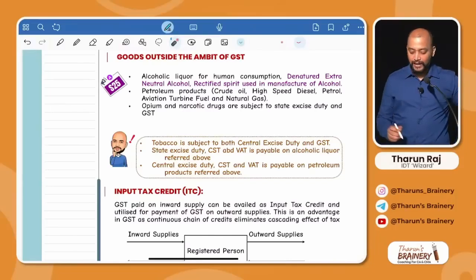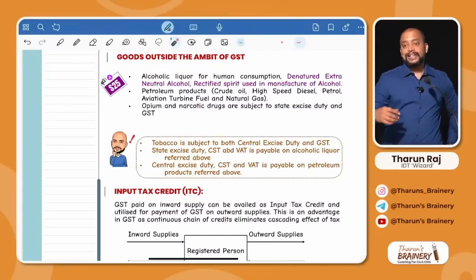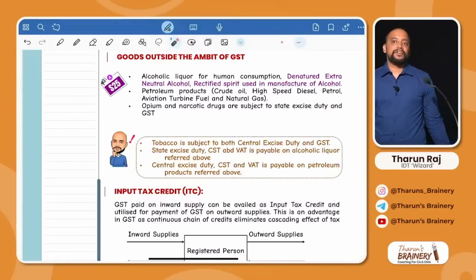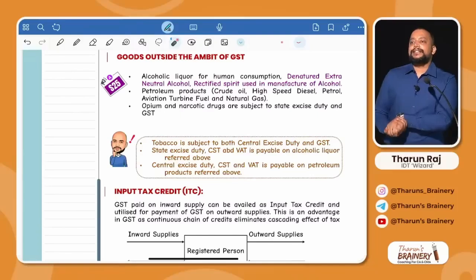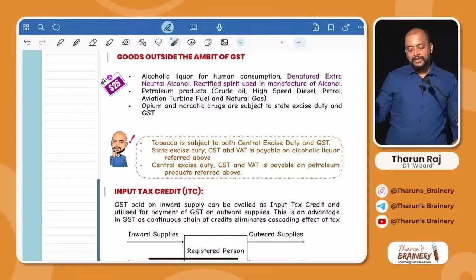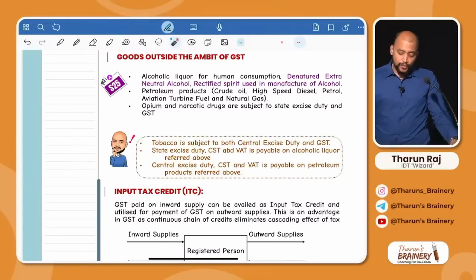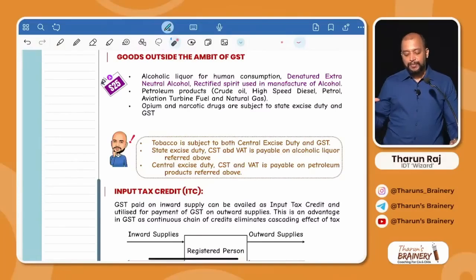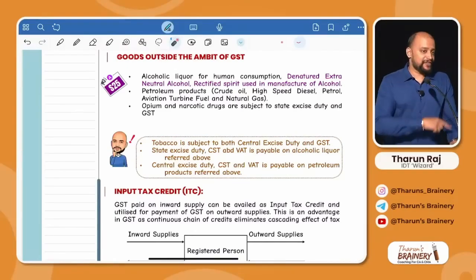Got it? Then goods which are outside the ambit of GST. What are the goods which are outside the ambit of GST? So far what we have seen is how GST is formed. Now we are understanding the goods which are outside the ambit of GST. Alcoholic liquor for human consumption, that was there before also, now also, and two more things they have added: denatured extra neutral alcohol and rectified spirit used in manufacture of alcohol. It is a September 25 amendment, not applicable for May 25 exams.